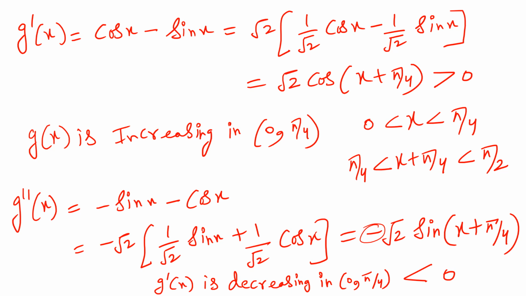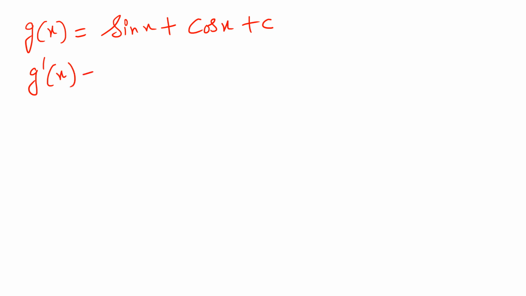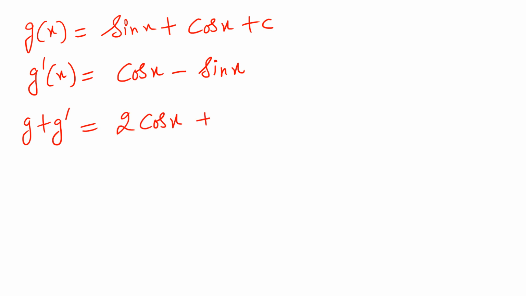Now we move to the third and fourth options. Now students, we have g of x equal to sin x plus cos x plus c, and g dash x equal to cos x minus sin x. Now just add both of these functions. So you will be getting g plus g dash equal to 2 cos x plus c. So the derivative of g plus g dash with respect to x will be equal to minus 2 sin x.